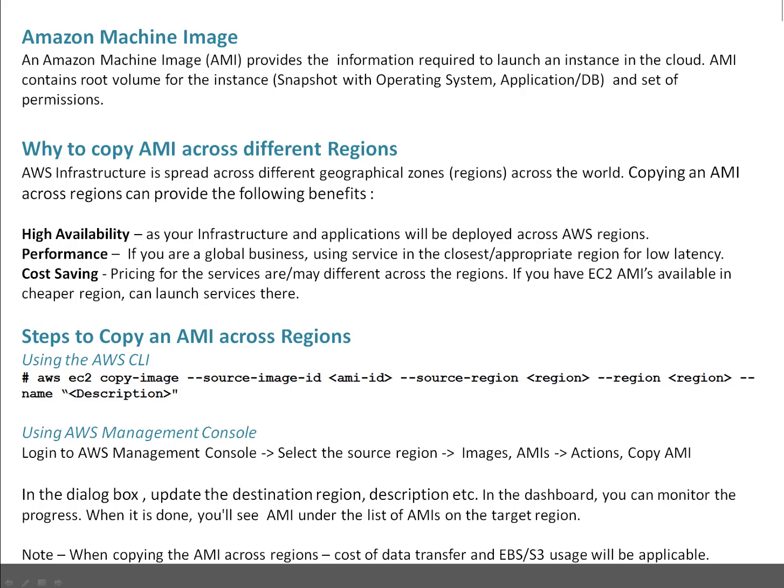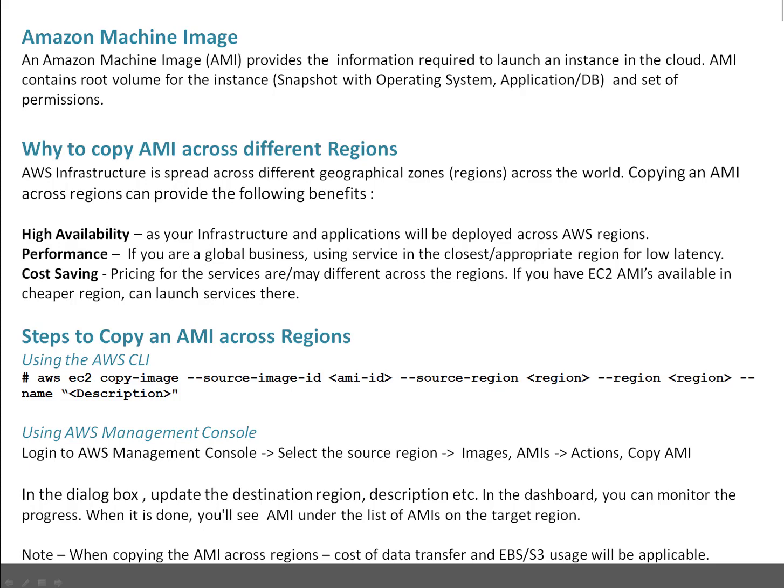Once you click OK, it will start the AMI copy process and you can monitor that progress on your dashboard. When it is done on your target side, let's say our target is US North Virginia, in that particular region, in the AMI tab you can see the AMI is copied. I will give you a quick demo of this.